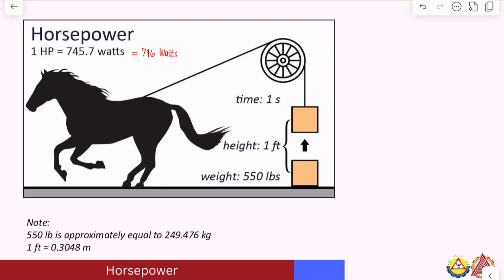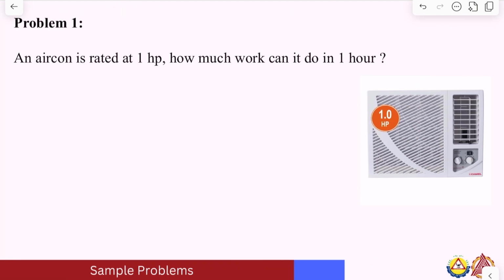Okay, so just for you to imagine that one. But again, HP is not an SI unit. I would just put here, this is a British unit. So every time you encounter that one, you have to convert that into watts, which is the SI unit of power. So for our first problem, this will be very easy.